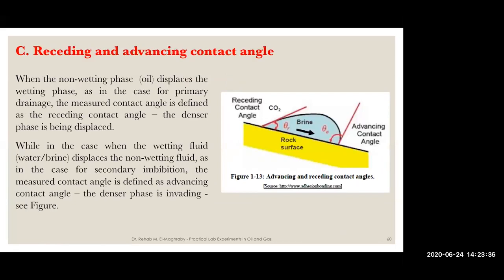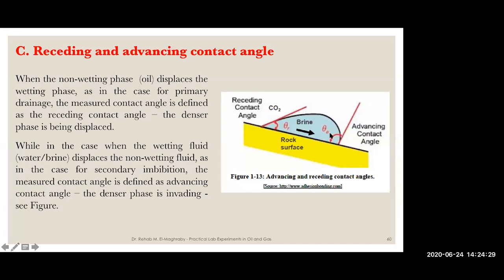Receding and advancing contact angle is actually what is happening in the reservoir. It is different if you are doing primary drainage or secondary imbibition, whether the non-wetting phase, the supercritical CO2 or the oil, is displacing the water, or the water is displacing the oil. If the supercritical CO2 or the oil was displacing the brine, this is primary drainage, and the contact angle here is small and is called the receding contact angle. If the brine was displacing the supercritical CO2 or oil, this is called secondary imbibition, and the contact angle in this case is called the advancing contact angle.